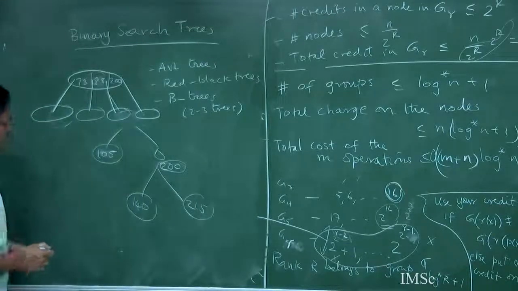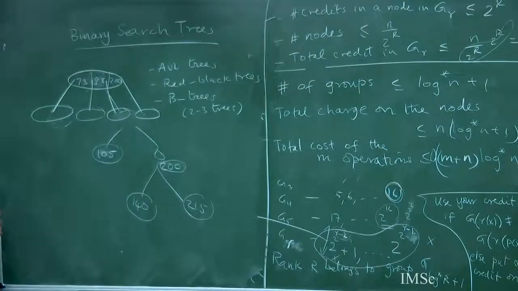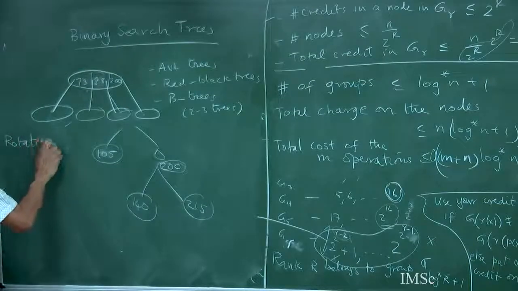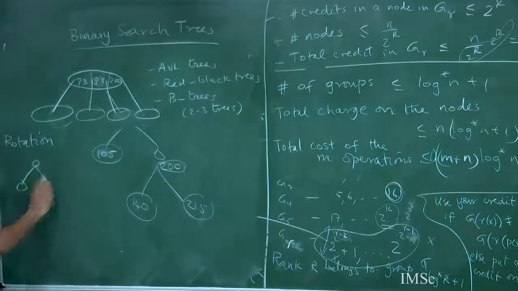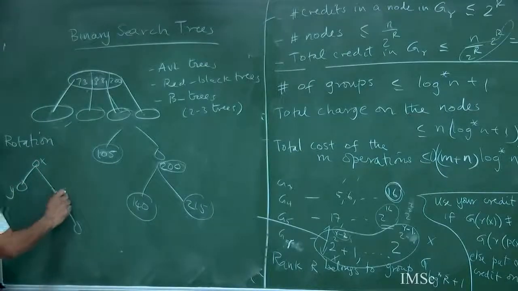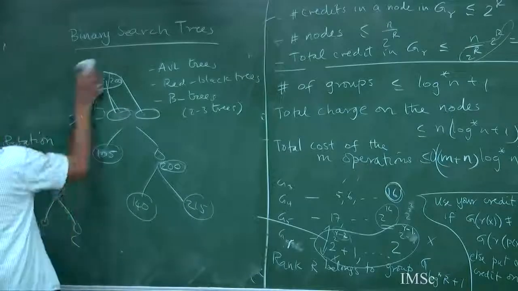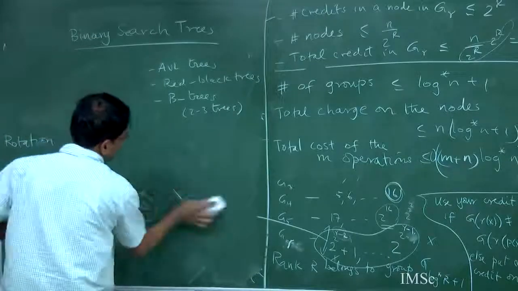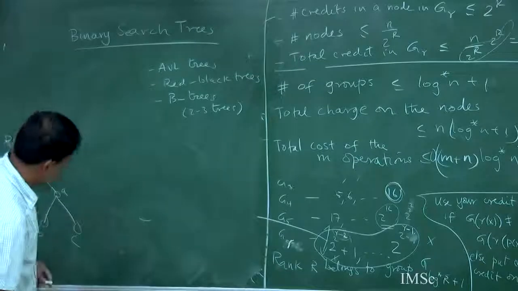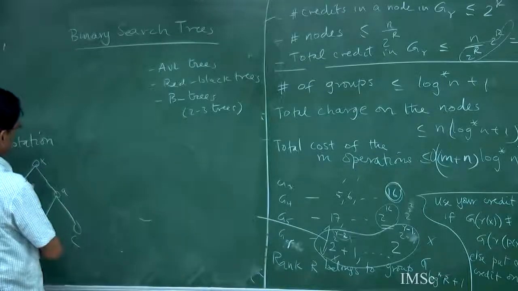How do you maintain those invariants? Using what is called a rotation. In heaps, for example, whenever a violation happens, you do some swaps. Here what you do is rotation. This is important. Let's do this. If I have a binary search tree like this, now if I want to right rotate at x, maybe let's do left rotate at x.